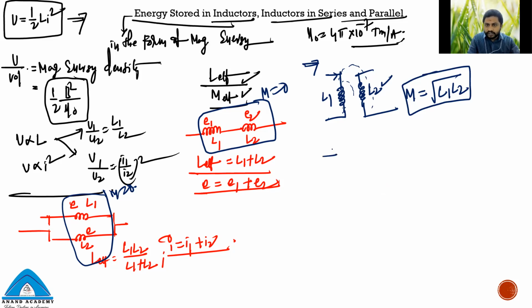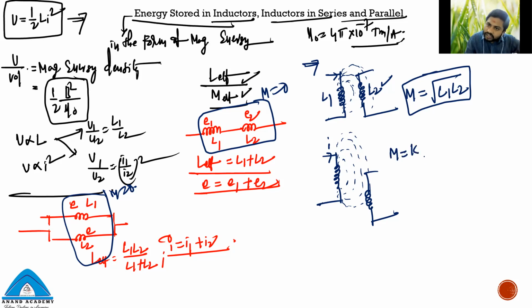For example, if those two coils are placed like this, students, when the current is flowing it will produce a magnetic field, but the maximum amount of flux will not be linked with the other coil. Only a little amount of flux is linked with this coil. Here, the maximum amount of the flux is linked with the coil. So that is the reason M is equal to K root L1 into L2. This is L1, this is L2. You know what this K is? K is called the coefficient of coupling.